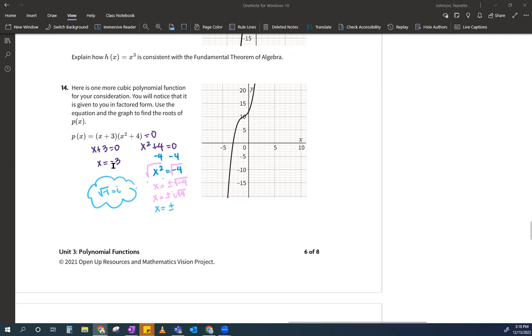So do you see that I have 1, 2, 3 roots? -3, 2i, and -2i. So we found all of our roots. Ms. Johnson, how did you know this was going to have 3 roots? Because x times x squared is x cubed. And the fundamental theorem of algebra basically says if you have a polynomial and it's x to the 3rd, then you should have 3 roots. Okay, so 1, 2, 3.